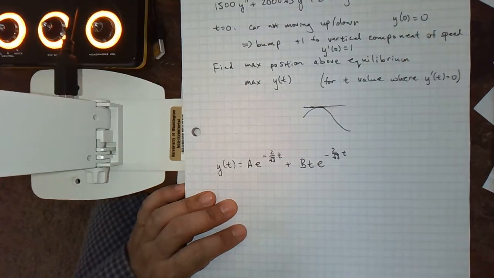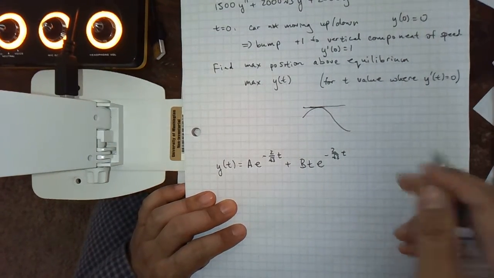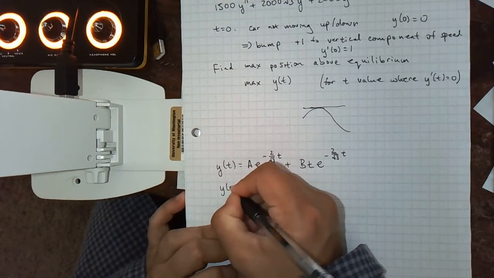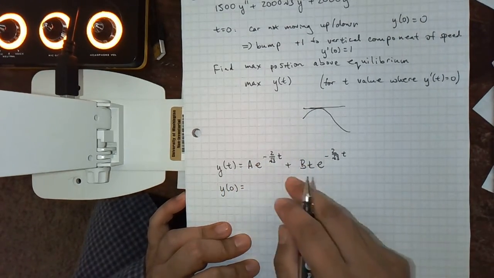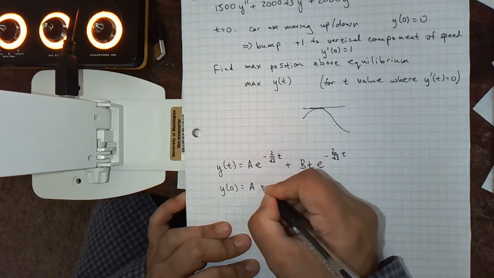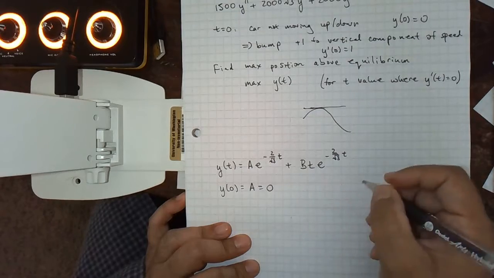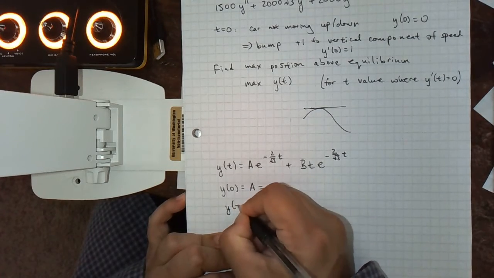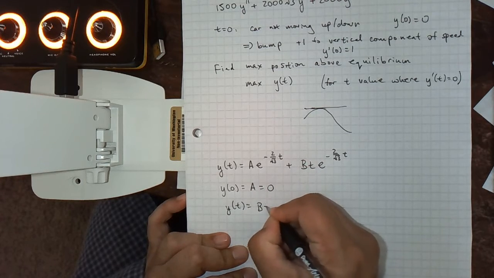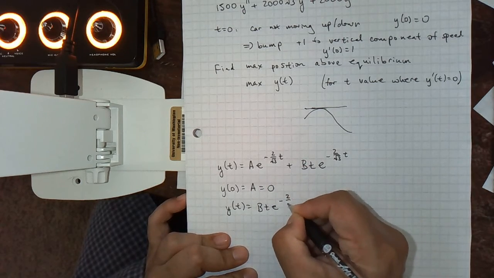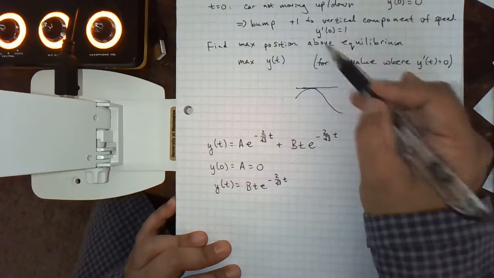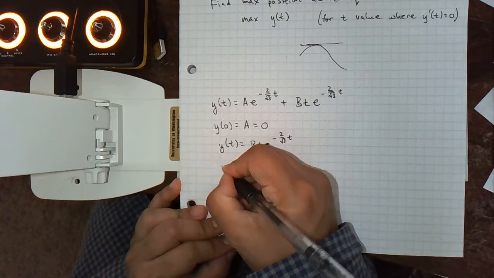Okay, great. Then we need to solve for a and b via the initial conditions. So y of 0, we're going to put in 0 for t. This part will be 0 because we're multiplying by t, so that's going to be a, which is 0. Okay, great. So that really means we can sub this in right here and make our solution easier. A is 0, so this is just b t e to the negative 2 over root 3 t. And then we need to use the other initial condition, which is y prime. So we need to take a derivative.